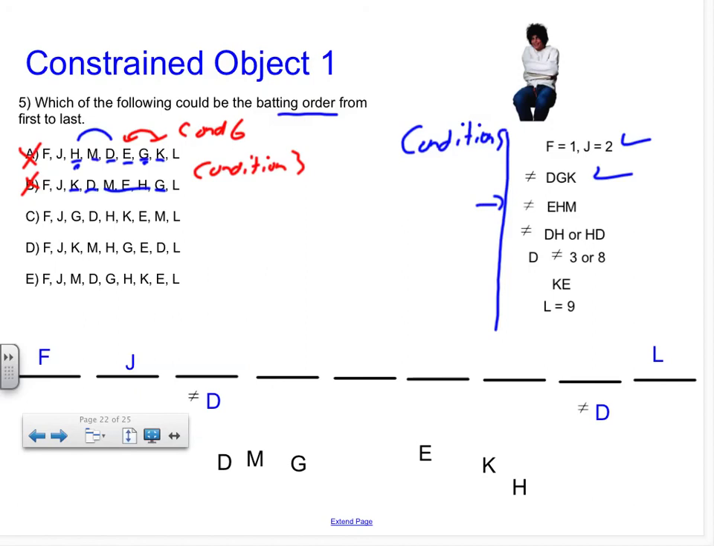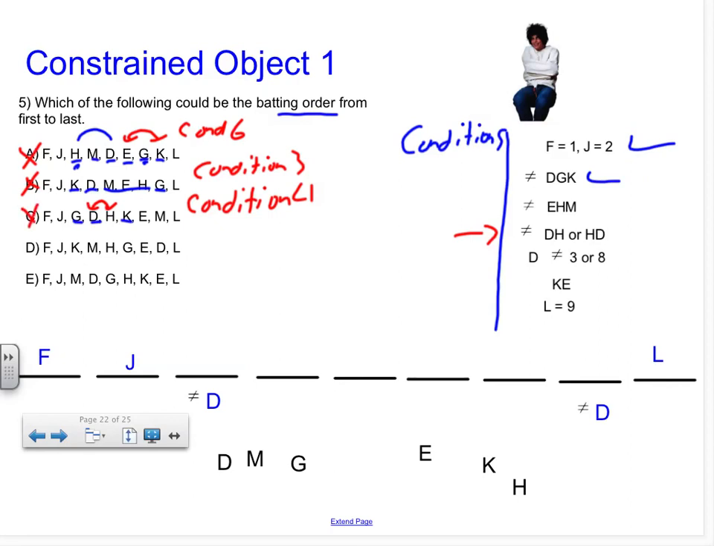Let's take a look at C. Again, it follows the first condition. Let's clear this off to avoid confusion. F is in first, J is in second. D, G, and K are separated. Uh-oh, I already see it. Look at D and H. That breaks condition 4. So we can eliminate C.